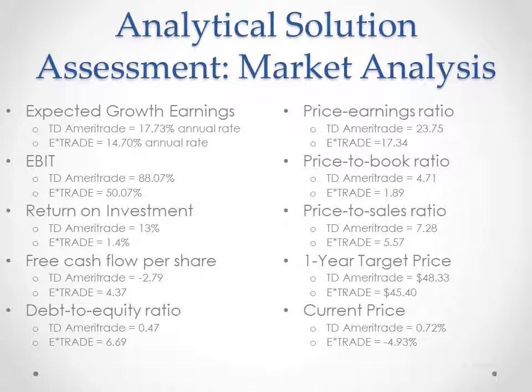Ameritrade is currently priced at 0.72% to its one-year price target of $48.33, whereas E-Trade is negative 4.93% relative to its target of $45.40, which suggests E-Trade is the better investment over the next year. E-Trade also shows less volatility and therefore less risk than Ameritrade. Overall, TD Ameritrade is the better of the two stocks for its growth, profit, and return on investment, cash flow per share, and lower financial risk.